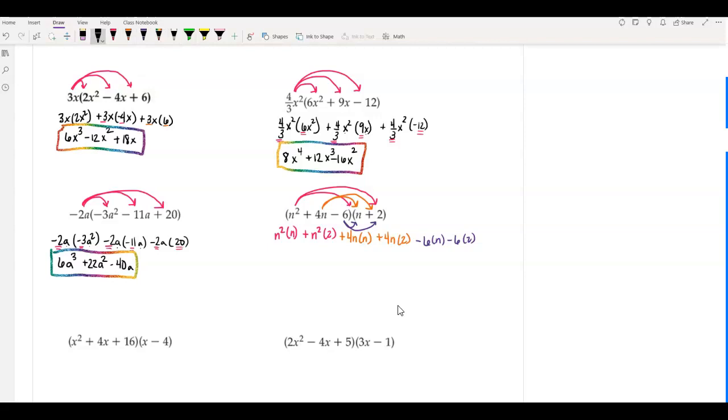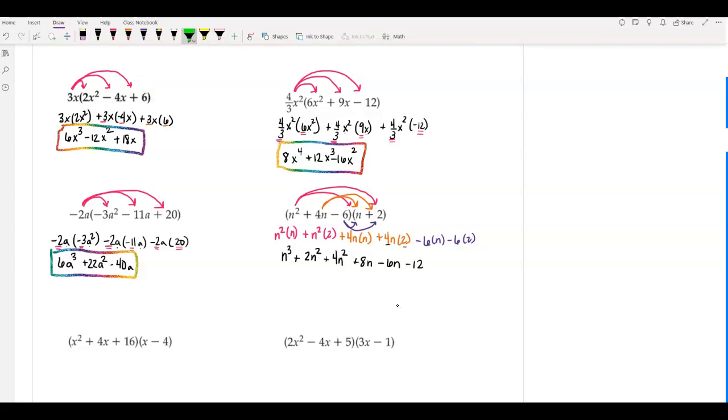All right, same bases, add exponents, so n squared times n, so that's n cubed, plus n squared times 2, 2n squared. 4n times n, same bases, so we add the exponents, so that's 2, 4n squared. 4 times 2, 8n, minus 6n, minus 12.